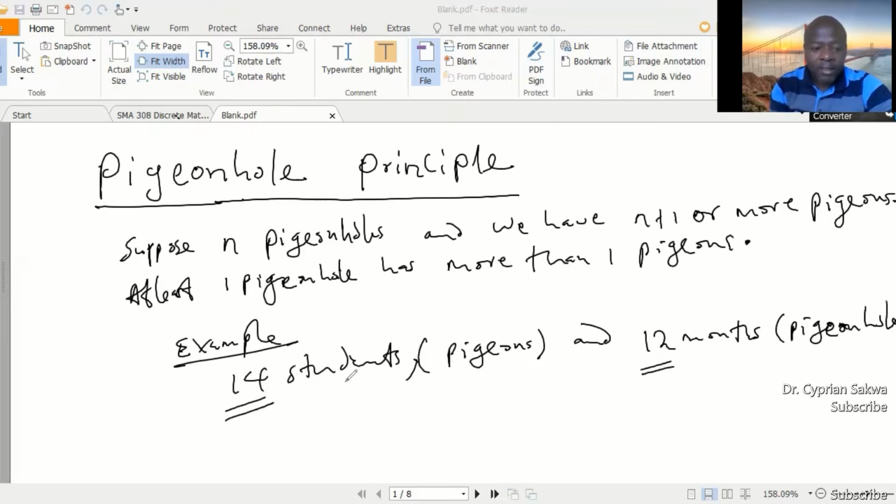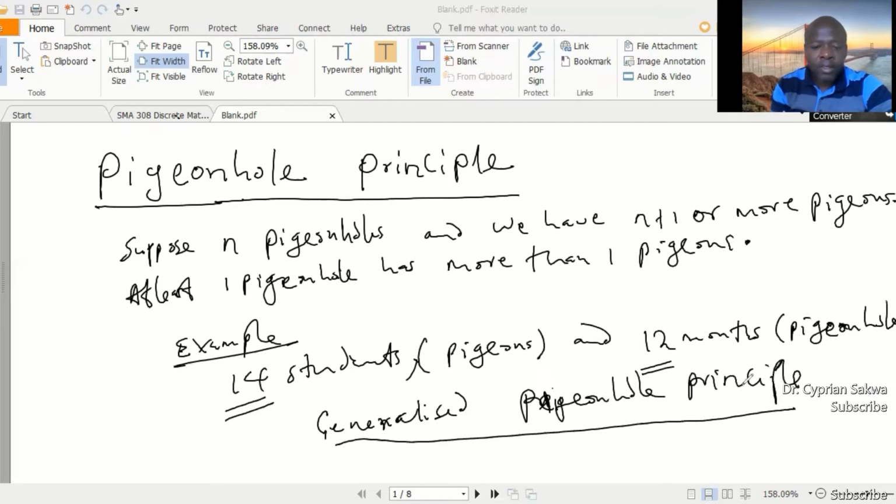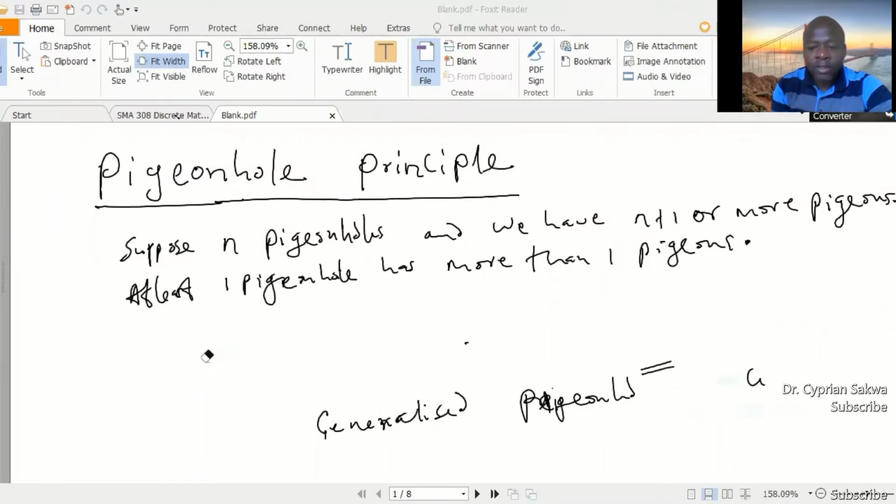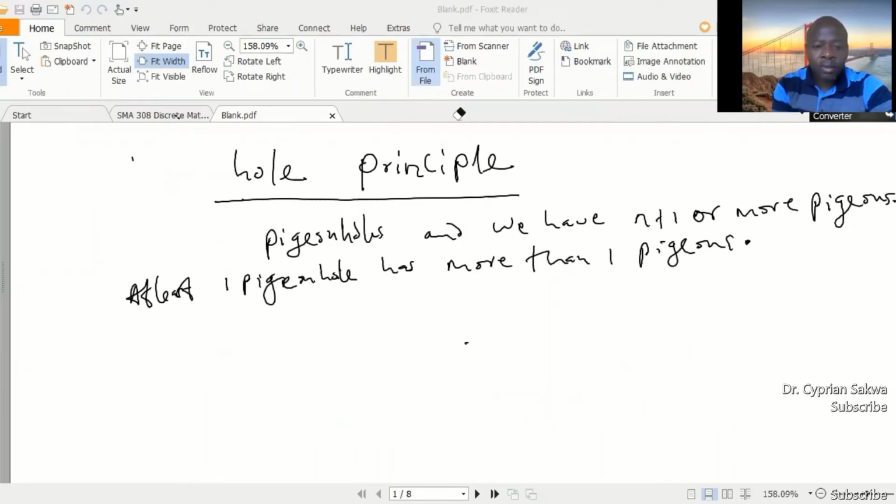Now we can generalize this and have the generalized pigeonhole principle. And so what does this state? Let me just erase this part and see. So here we have the same in the generalized pigeonhole principle. Let me just clear everything.